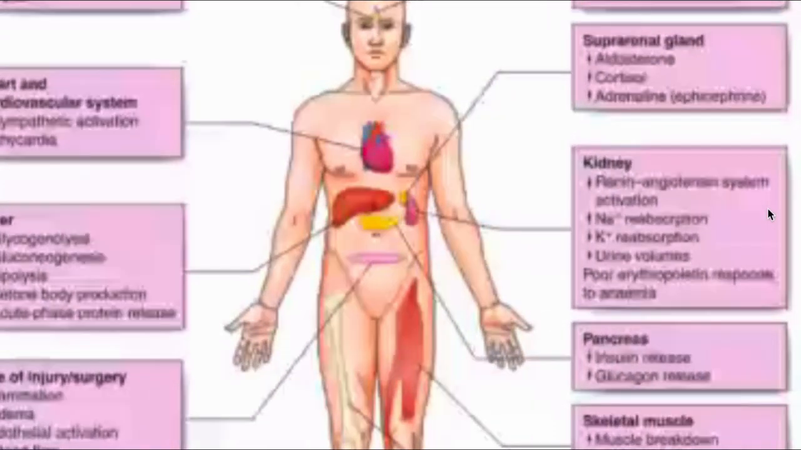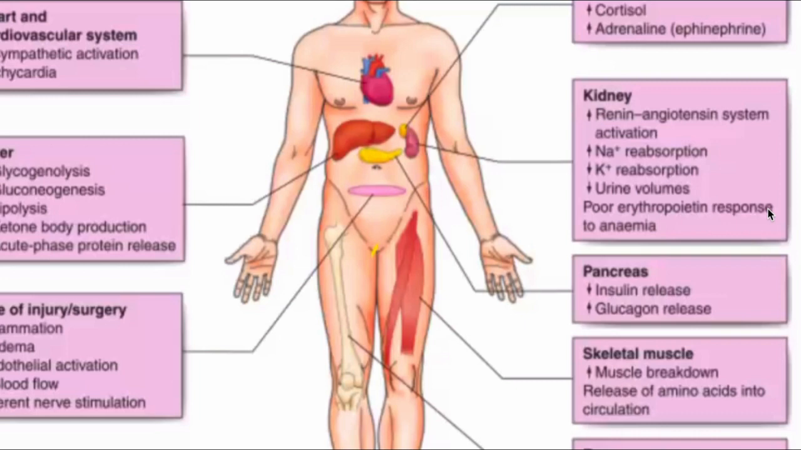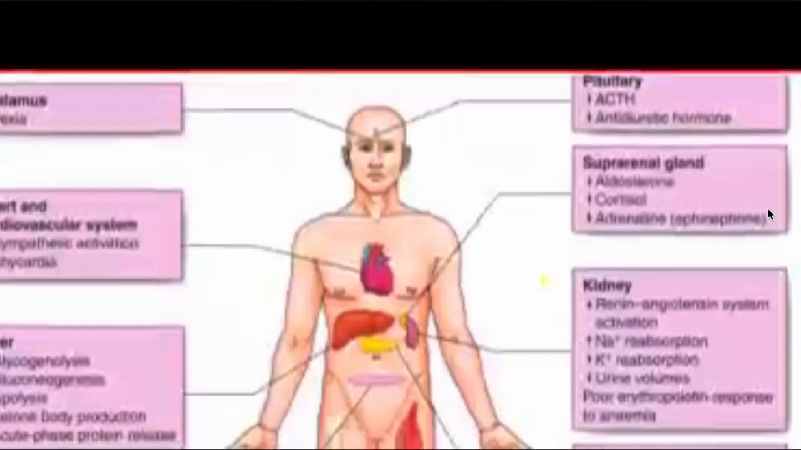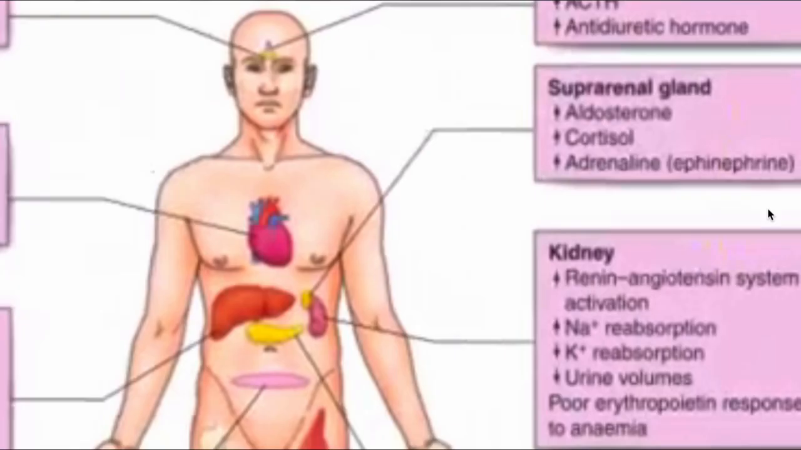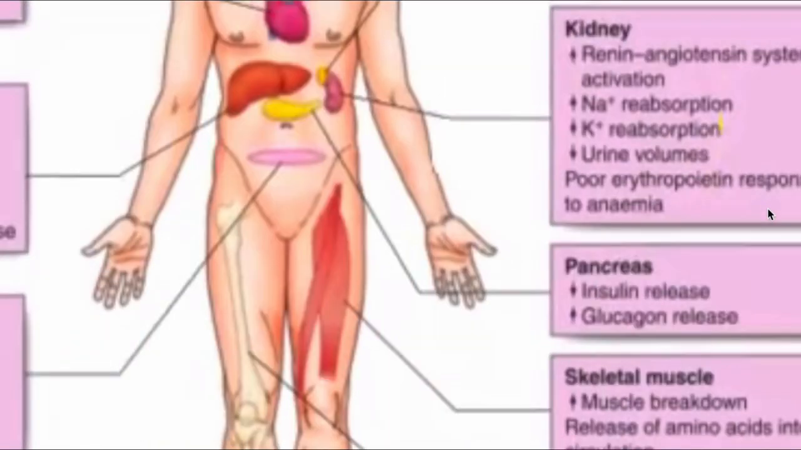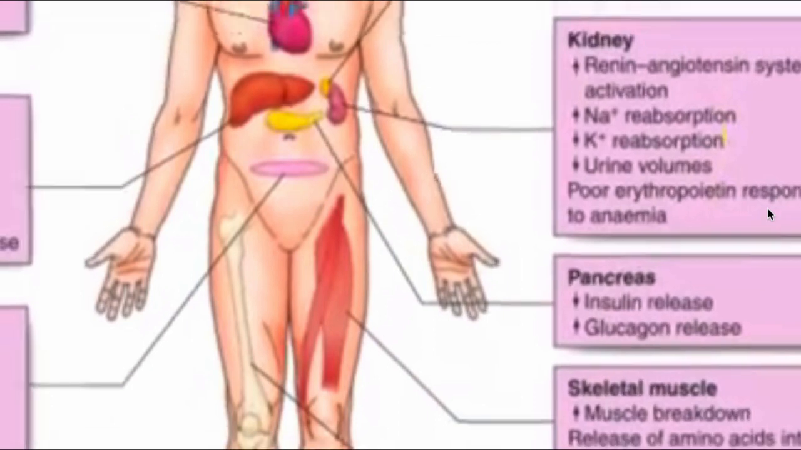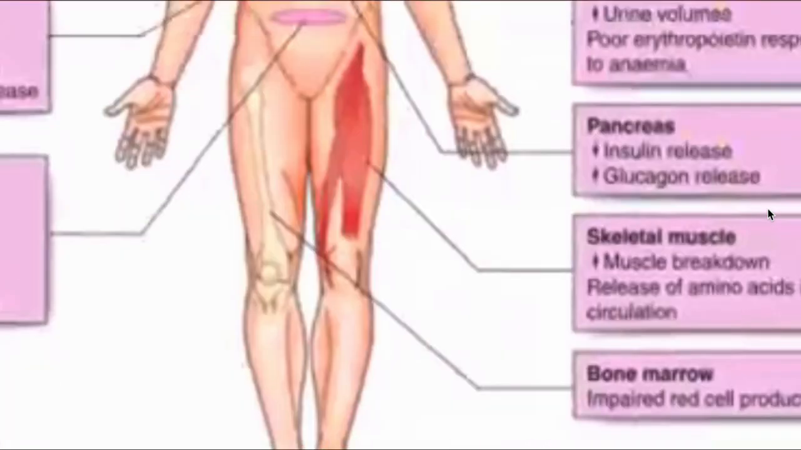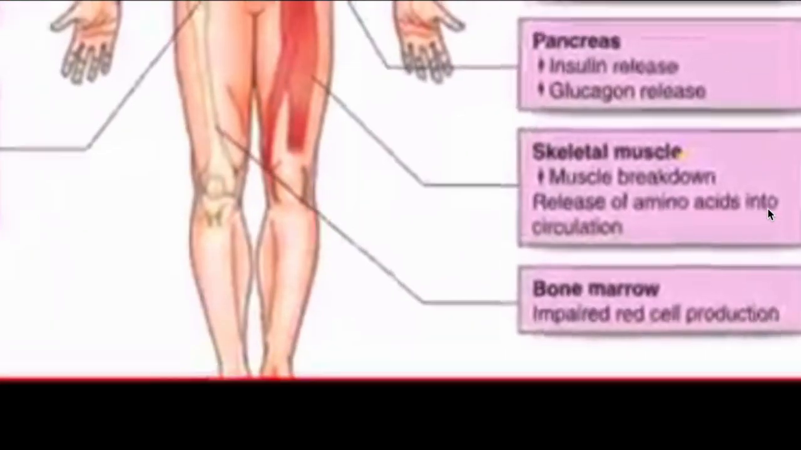The site of injury also, we can see it will lead to inflammation, edema, endothelial activation, increased blood flow, and afferent nerve stimulation. Then in the pituitary, we have increased ACTH and ADH. Then in the suprarenal gland, we have increased aldosterone, cortisol, and adrenaline. And then in the kidneys, I've talked about this. The pancreas also, we have insulin and glucagon. Skeletal muscles release amino acids into circulation. Then bone, impaired red cell production in the bone.